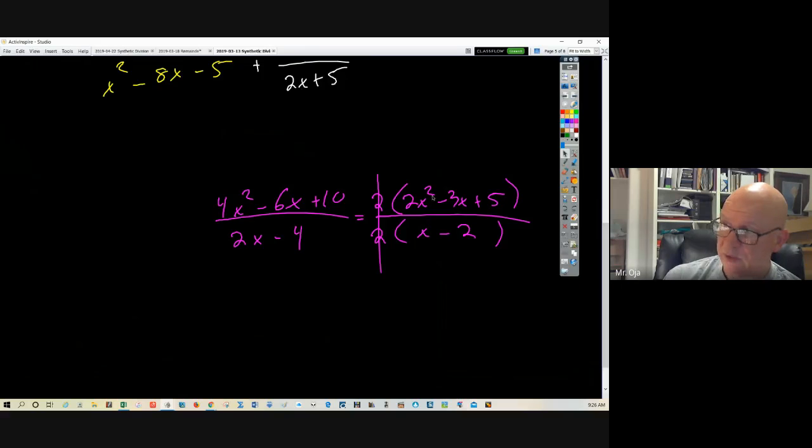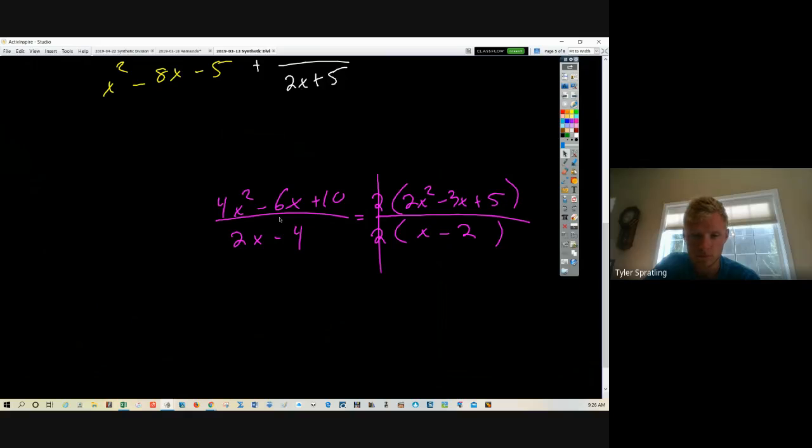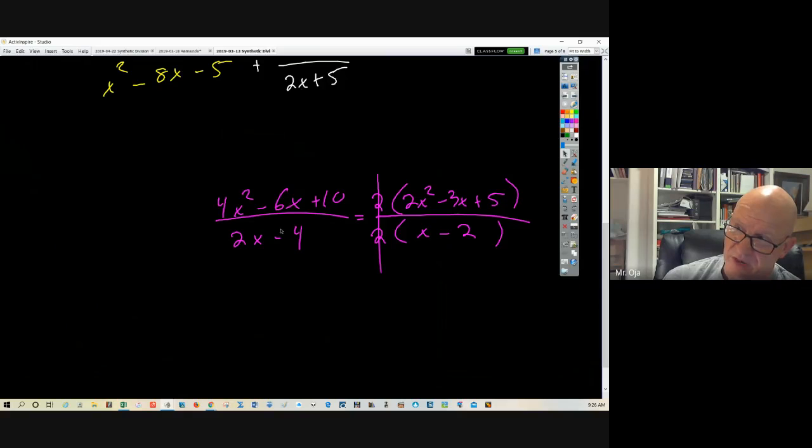Exactly. Yeah. And now we would just do a regular synthetic division. Really all we did is we just reduced this fraction. We just divided the top and the bottom each by 2 to make it easier, because that's a number that divided into everything in the top and the bottom. But the best way to think about it is we factored a 2 out of the top and we factored a 2 out of the bottom and canceled them, because 2 divided by 2 is 1.